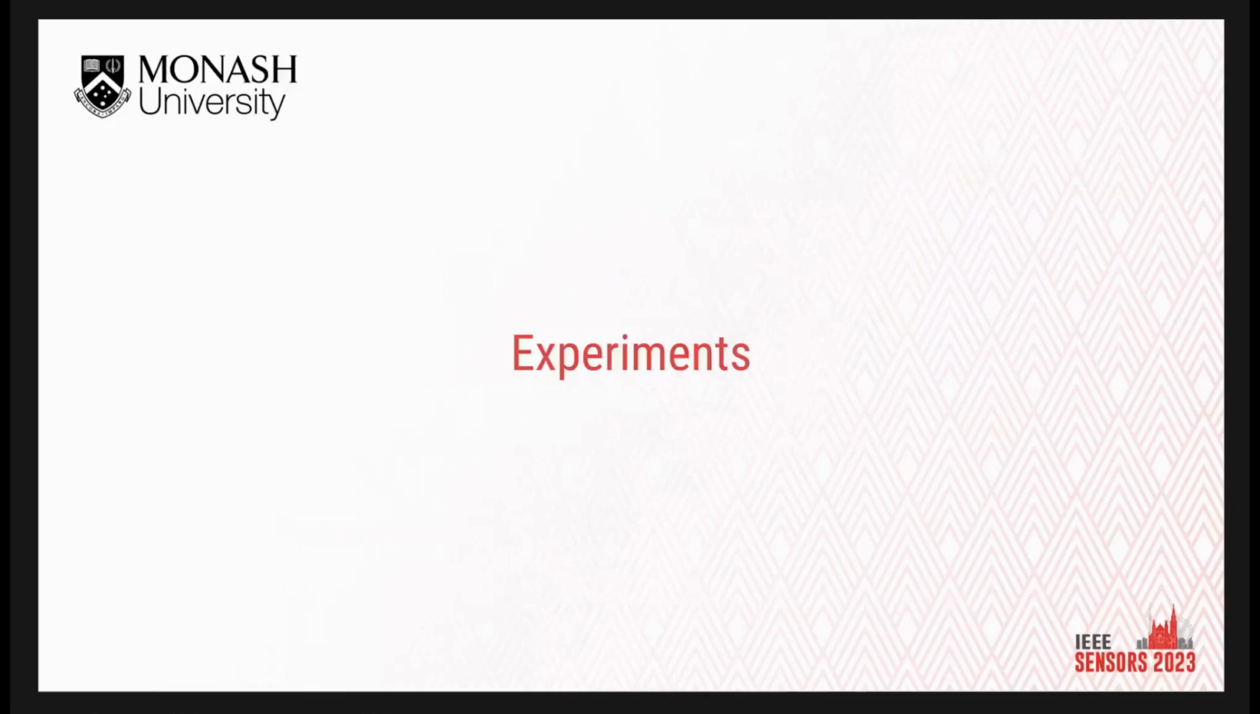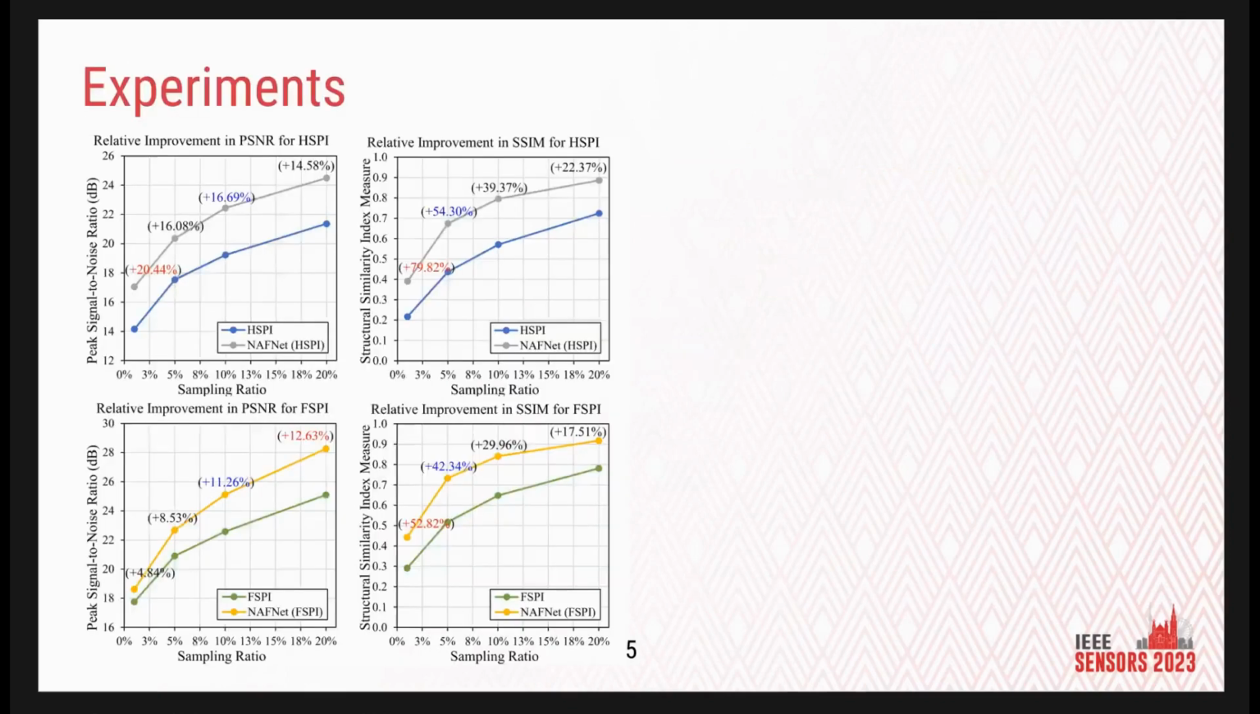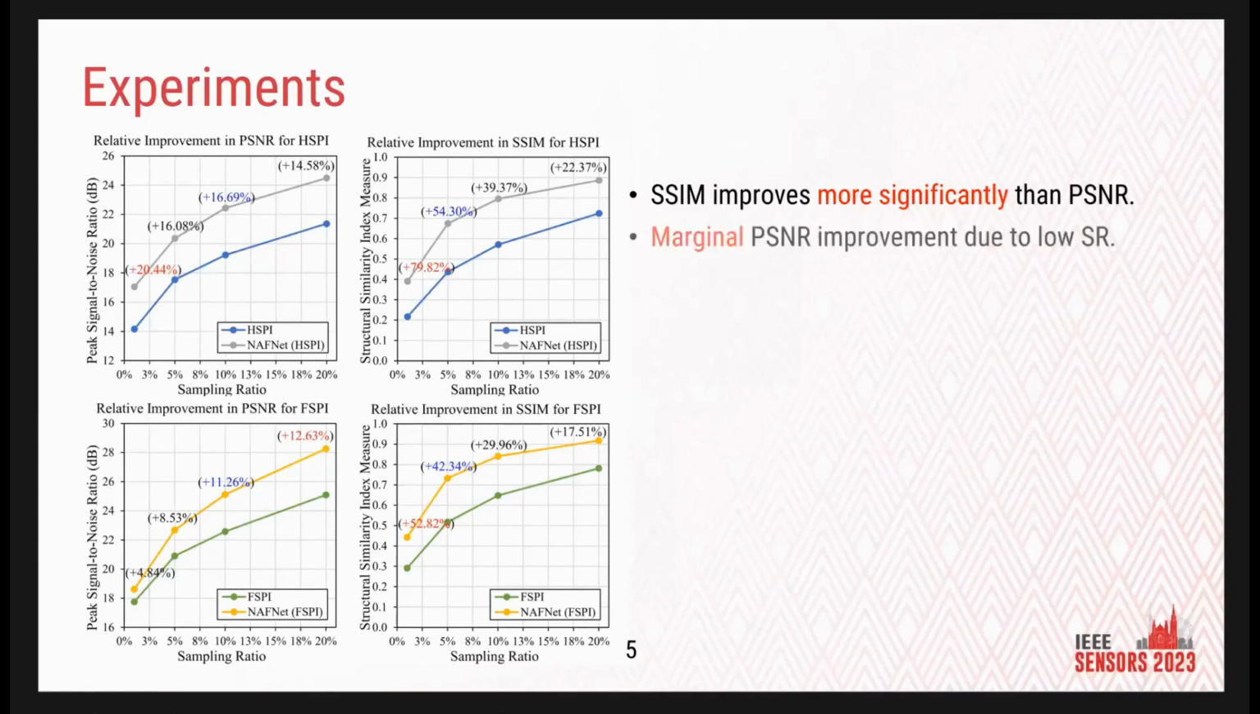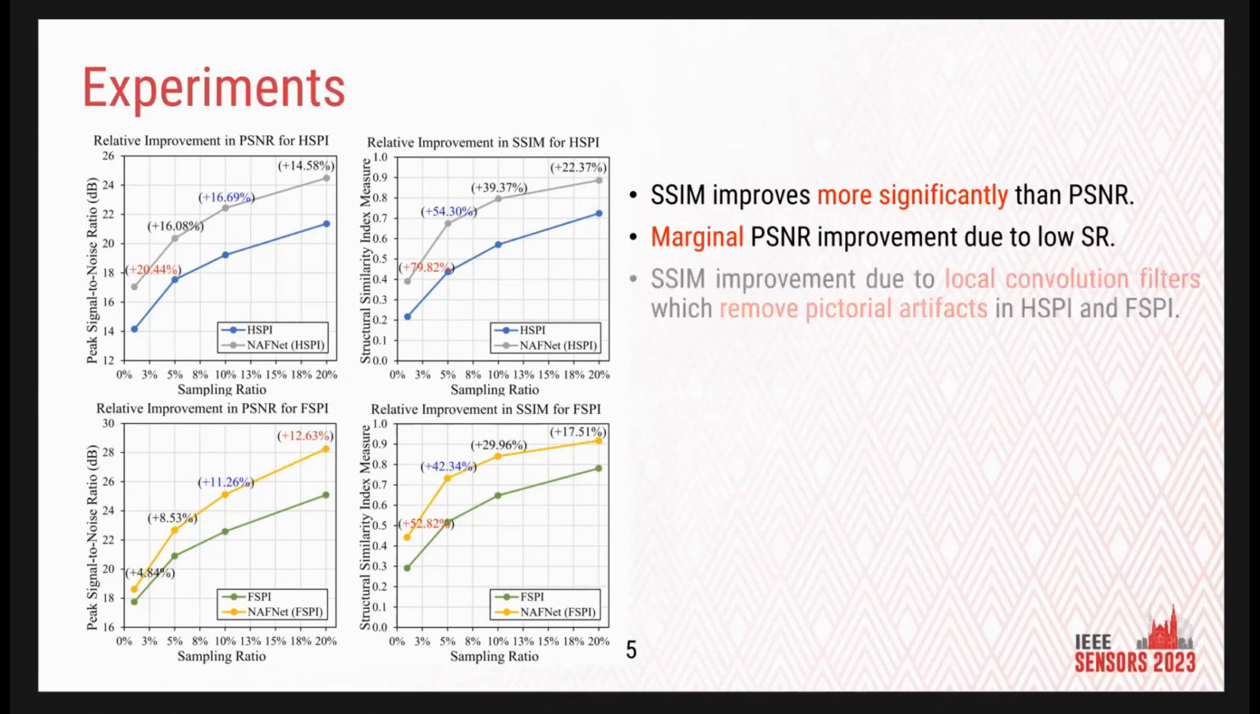Now let's look at the comparison results. Generally, SSIM has larger improvements as compared to PSNR. The marginal PSNR improvement is due to the low sampling ratio used, which limits the raw signals provided to NAFNet for image restoration. On the other hand, the SSIM improves more due to the local convolution filters in NAFNet, which remove the pictorial artifacts in Hadamard single pixel imaging and Fourier single pixel imaging.